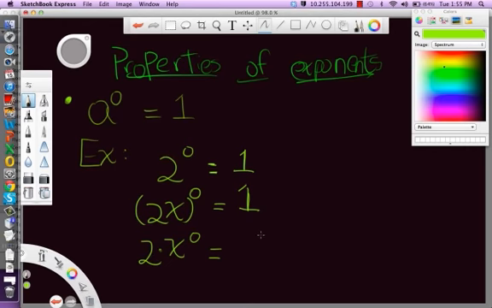But we know that the 2 is multiplying x. Because of that, the 2 stays unaffected and stays as a 2. x to the 0, according to my rule, becomes 1. So 2 times 1 is actually 2, and this is my answer. Okay? So here's the first property. We're going to move on to the next one shortly.